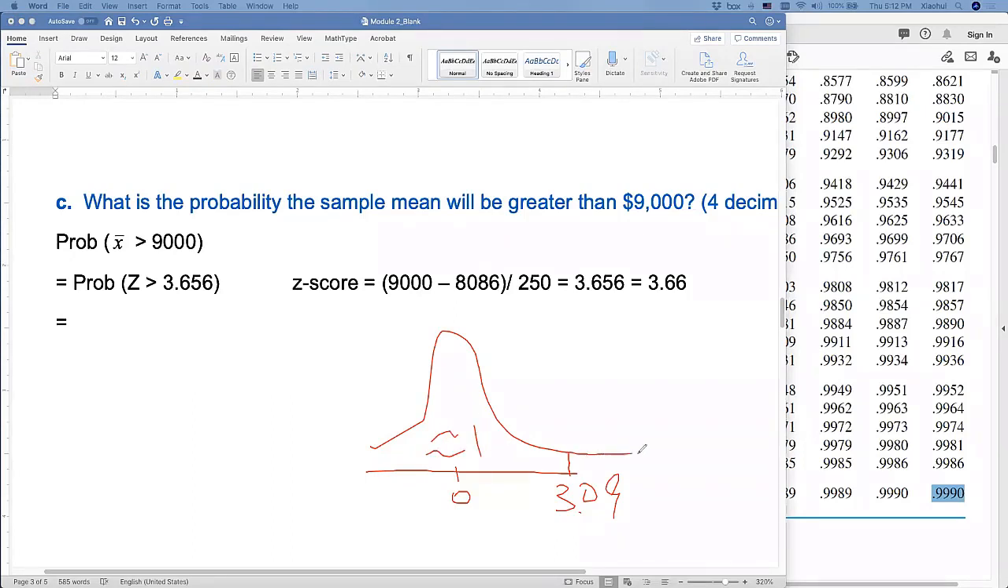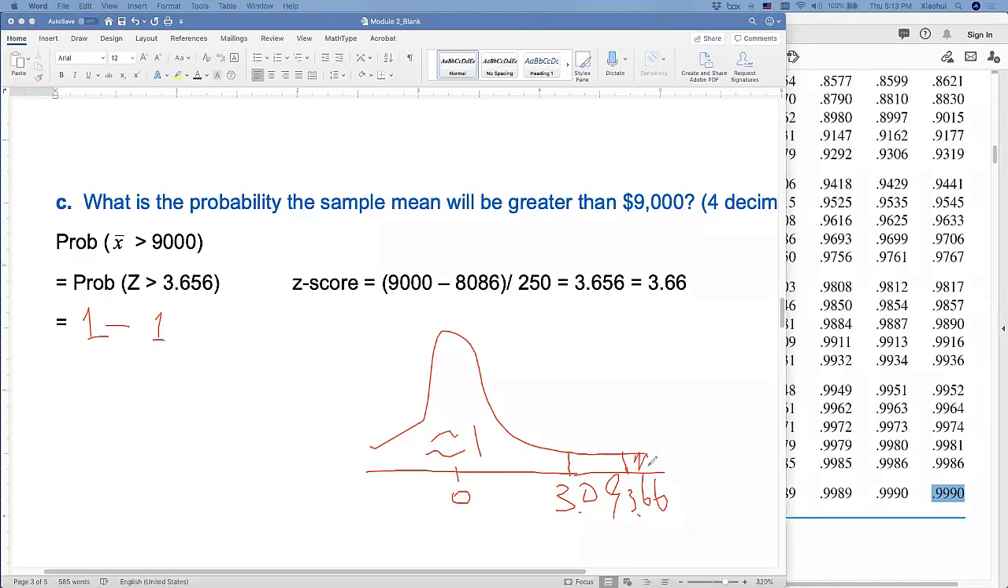Now if we want to move a little bit further, we want to consider 3.66. It's going to be somewhere here. What do you think the probability to the left of 3.66 is? Is it going to be fairly close to 0 or fairly close to 1? I'm talking about the area to the left of 3.66. Fairly close to 1, right? So the area to the left of 3.66 is almost close to 1, and we are going to subtract this number from 1 to get the area to the right of it.